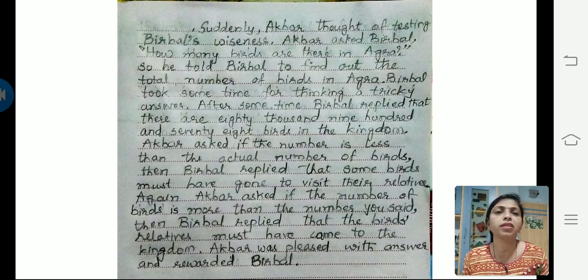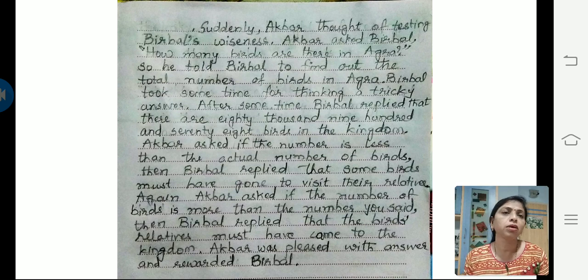So after listening to that answer, last line, Akbar is pleased with answer and rewards Birbal. You can see children, whole outline is given in present tense form, but I have created the story in past tense form. Akbar was pleased with the answer and rewarded Birbal. Was pleased, rewarded, all these are past tense words. So I have created the whole story in past tense form.